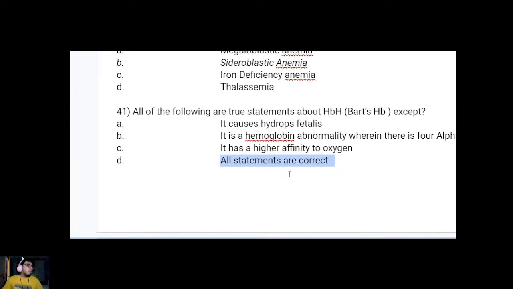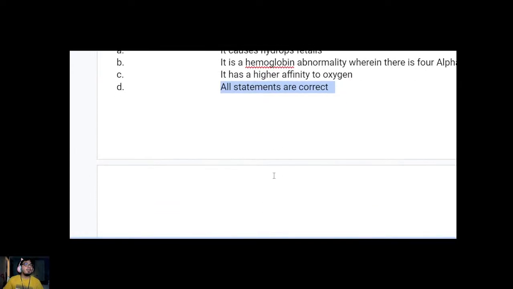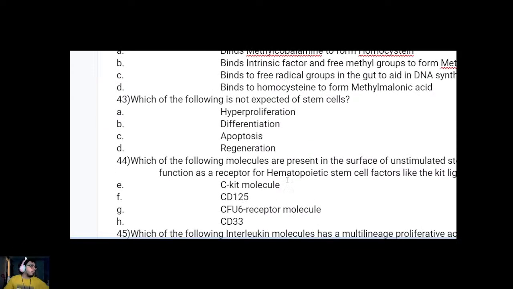Alright. 41 pala. 42 na tayo. 42. Which of the following is the function of vitamin B12 in GIT? Binds to methylcobalamin, binds to the intrinsic factor. Let's see how many people were able to answer that one first. Okay. So, meron distribution. So, the correct answer is this one.